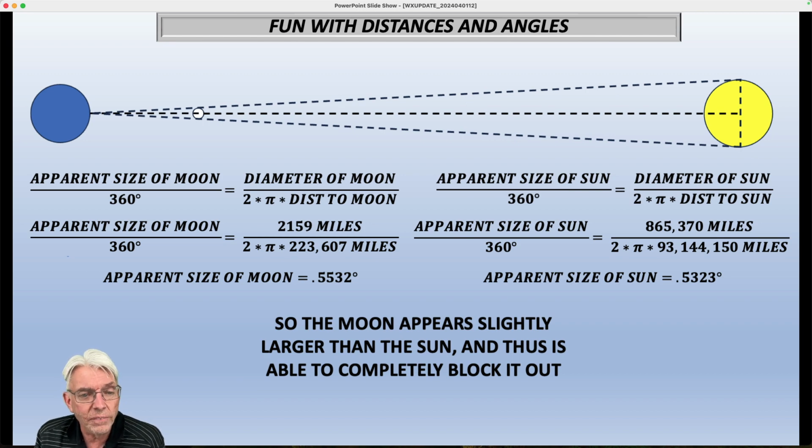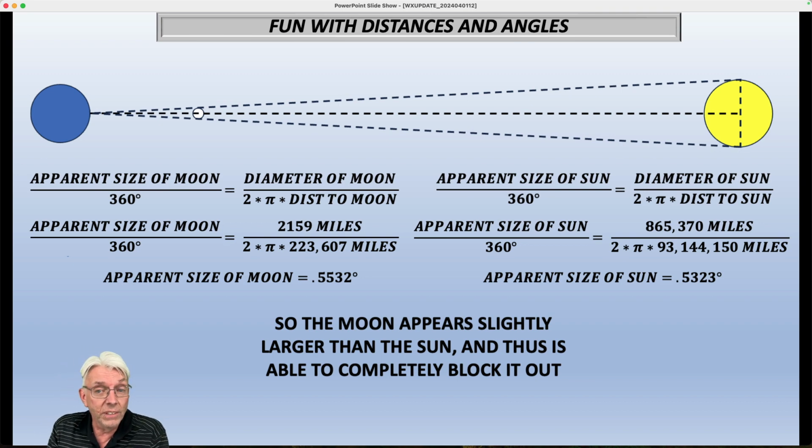So compare those two numbers, the moon appears slightly larger than the sun and thus is able to completely block it out. Now, at other times of the year, the moon actually appears smaller than the sun, and there's no way you can get a total eclipse in that kind of a situation. So the moon has to be at the proper distance from the Earth as well as the sun so that the moon appears slightly larger than the sun and therefore is able to block it out completely.